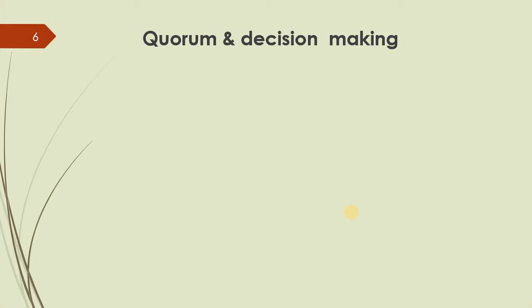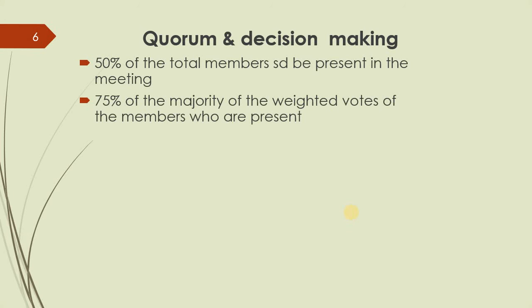Now let us come to the important point, that is quorum and decision making authority. What is the quorum of the meeting? The quorum of the meeting is 50% of the total members should be present in the meeting. Out of 100 members, there should be a minimum of 50 members present in the GST Council meeting. If there are 49, then the meeting cannot take place.